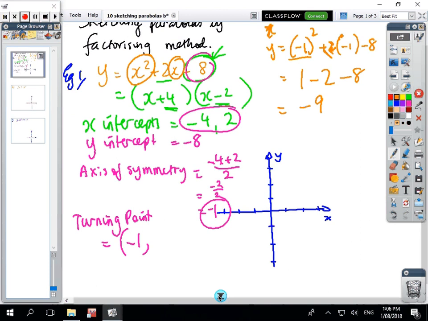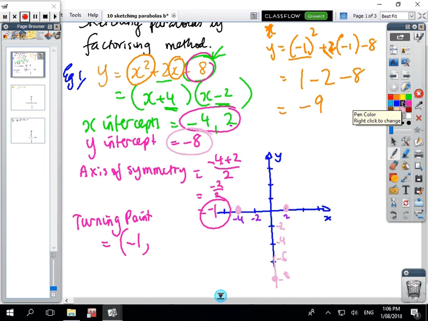And so you now just join the dots. So we're going up in 2s. So I'm going to go minus 2, minus 4, plus 2. So we're going to put a dot there and a dot there. The y-intercept is minus 8. So I'll go down 2, 4, 6, 8. So there's a dot there.